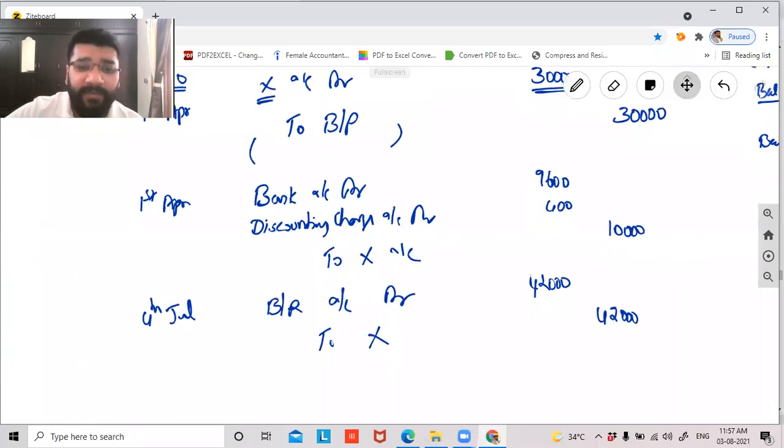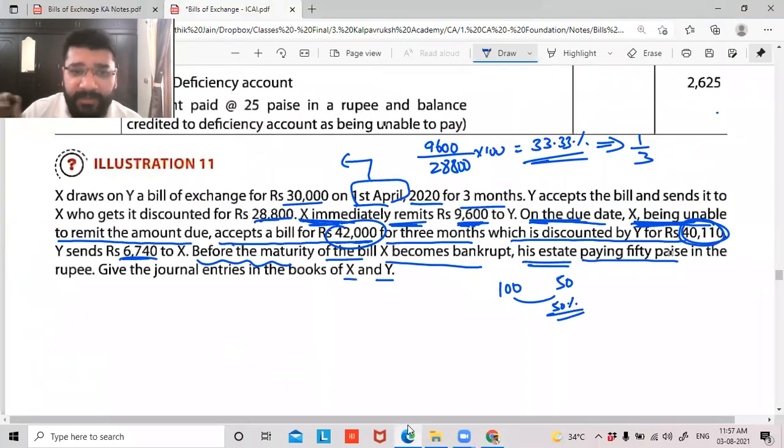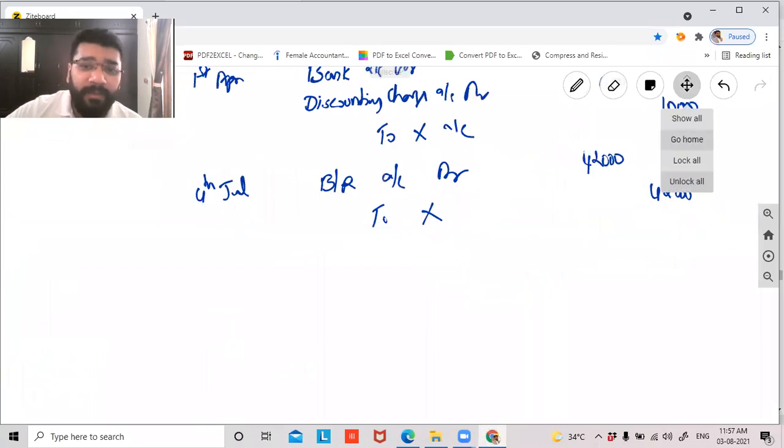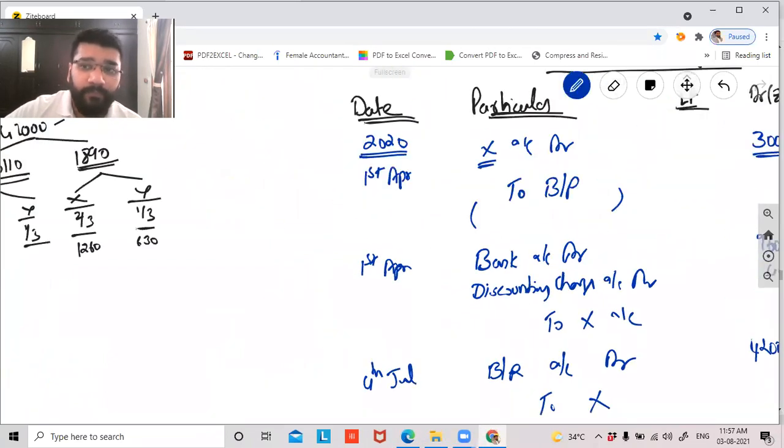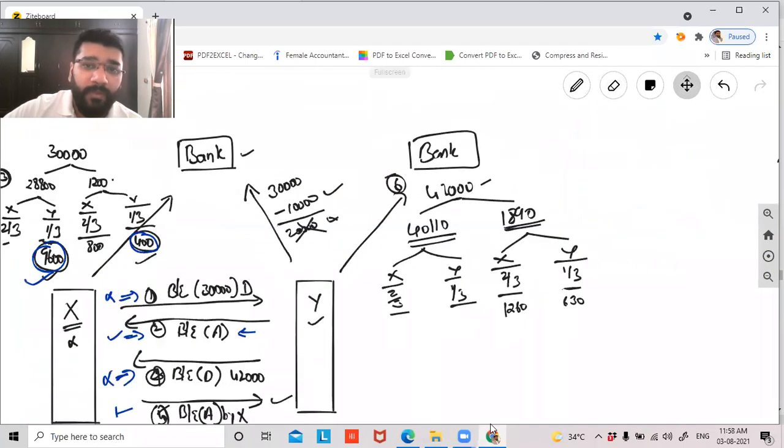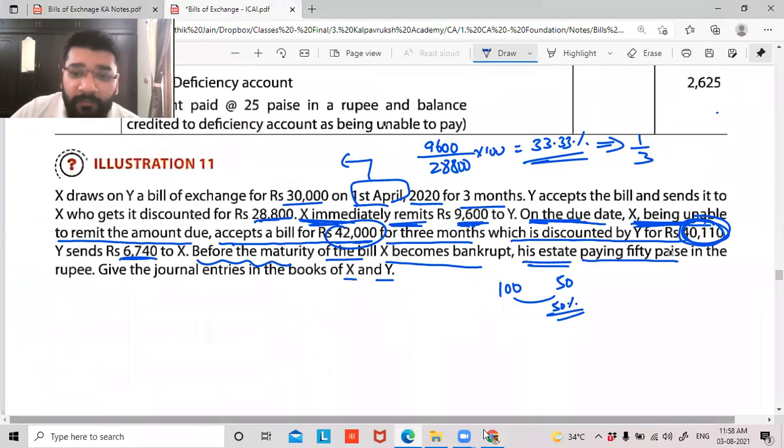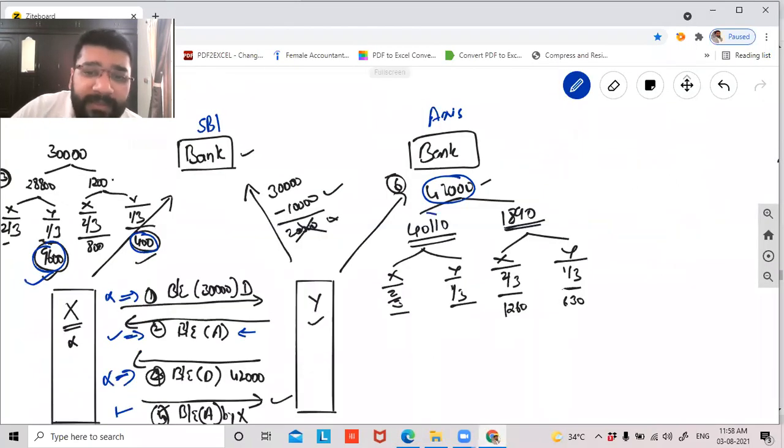Now guys, what is the next event? After this bill's amount is received, Y is going and discounting this bill. Y is going to the banker and discounting this bill. Let's suppose this is SBI and this is Axis. So now guys, Y is going with this bill amount of 42,000 rupees and getting it discounted. The amount coming after discounting is 4110. This money is coming into the bank of Y, and this much is the charges that have been deducted.